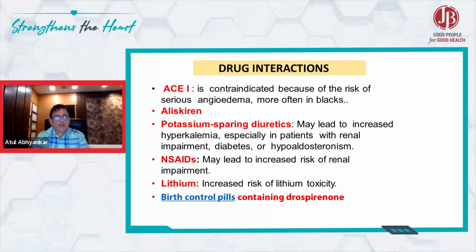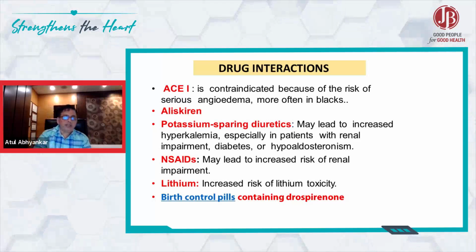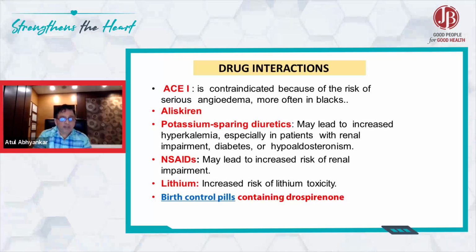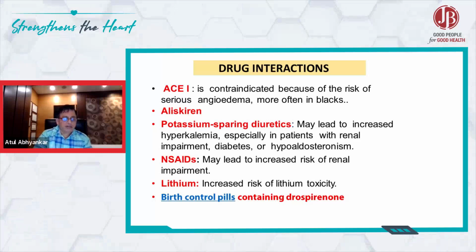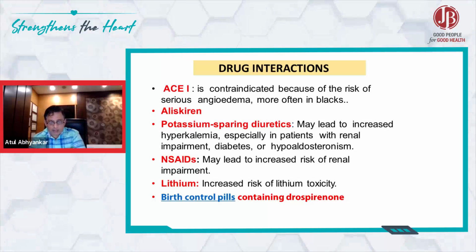Any patients who are taking an ACE inhibitor or had previous angioedema with an ACE inhibitor should not have it. Aliskiren we saw earlier. We saw that potassium-sparing diuretics have a slightly higher incidence of hyperkalemia, but actually there is not much of an issue with ARNI if you compare it with valsartan. If the patient is taking NSAIDs, one has to make sure that renal functions are tested, and any birth control pills that contain drospirenone should be avoided.